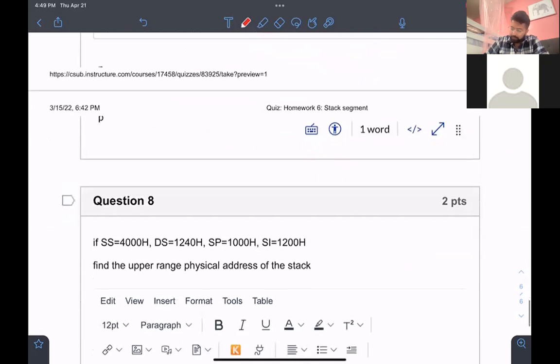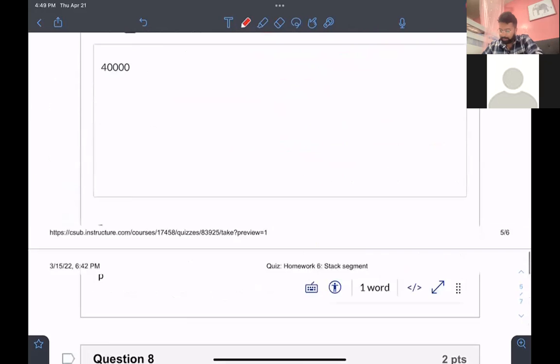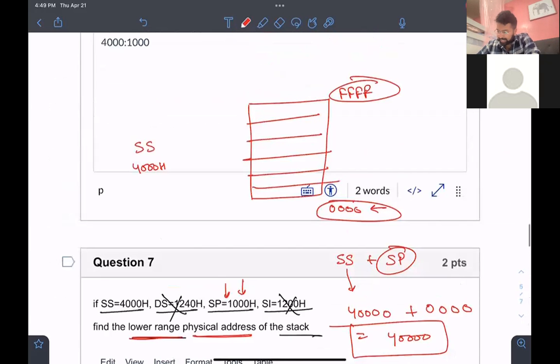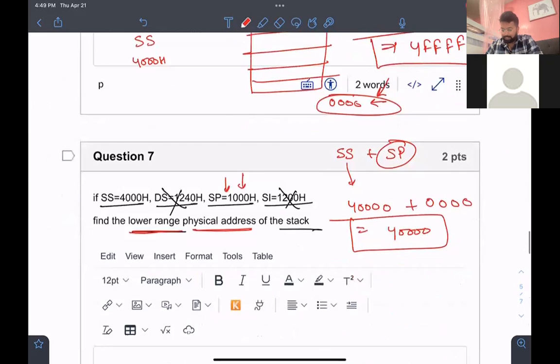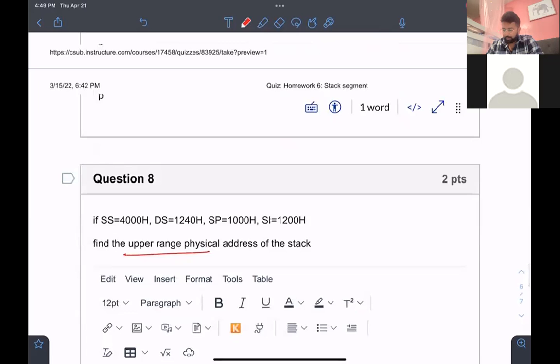And the next one is asking us for the upper range. It's the same problem, but instead of asking for the lower one, it's asking for the upper one. So we do the same thing, 40,000 plus FFFF. So our physical address will be 4FFFF. That'll be the upper range of the physical address in the stack.